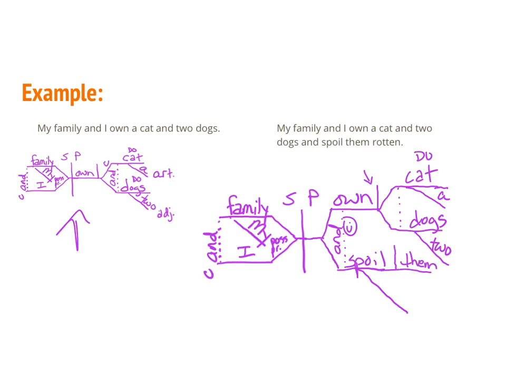So cat, dogs, them are direct objects. A is still an article. 2 is still an adjective. And then I've got a line coming off the word spoil, because how do I spoil them? Rotten. They're spoiled rotten. And so now, since rotten is attached to the word spoil, which is a verb, rotten must be functioning as an adverb. And that's how you diagram a sentence that has 2 subjects and 2 predicates, yet this sentence is still considered a simple sentence.